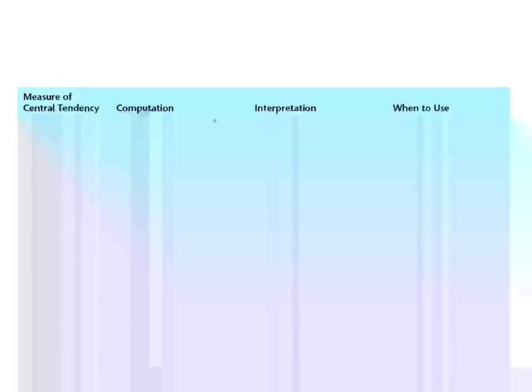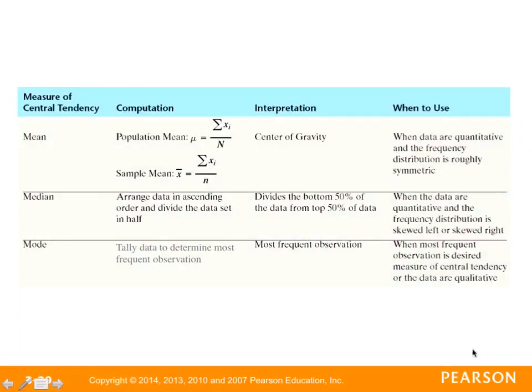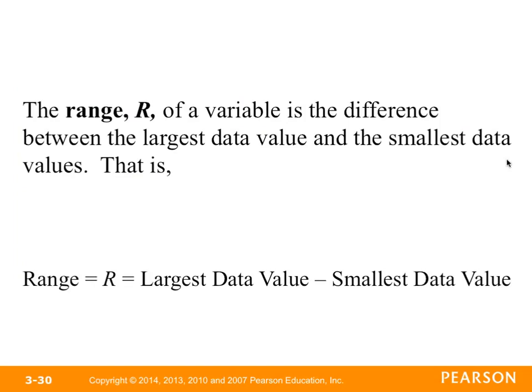And then mode is just the tally of the data that's the most frequent observation. When to use it: when the most frequent observation is the desired measure of central tendency, or the data is qualitative. Typically, you're either going to be using mean or median. If you have something that's symmetric, you're going to use mean. If you have something that's skewed, you would probably use median.